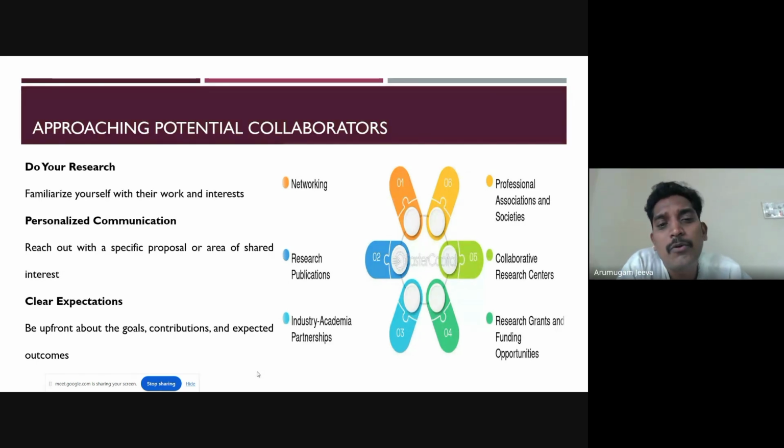Now, how to approach? Now that we know how to identify the potential collaborators, how to approach these potential collaborators? We need to understand some important six areas here. One is networking. Through networking, we can approach the potential collaborators. And second is through research publication. We are working on some research area that needs collaboration with someone sitting outside. So in that context, we can identify the potential collaborator and approach them. I am working in this area, how to connect with you, and I need to get some idea in this area.